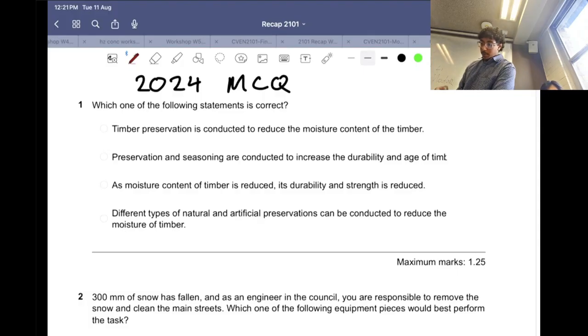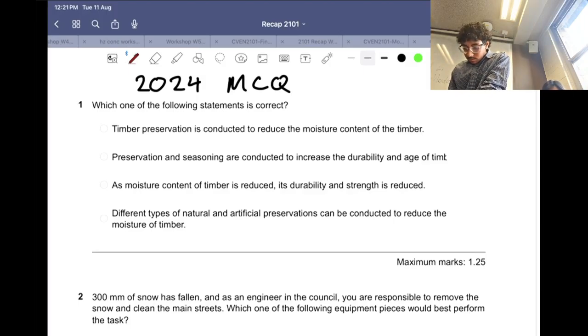So for this particular question, which statement is true? I'll be asking this to the class, so feel free to put your hand up and answer. Timber preservation is conducted to reduce moisture content. I feel like just saying all the answers will take too much time. Any answers? Yeah, what are we looking at? B. Preservation and seasoning are conducted to increase. Yeah, they are. Do you know why?